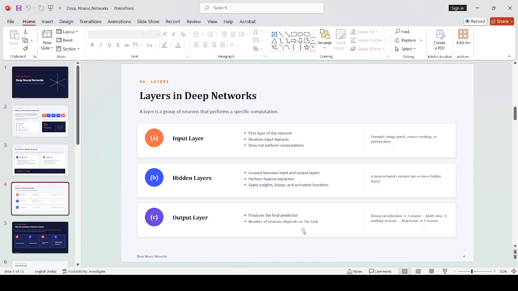The final layer is the output layer. This layer produces the final prediction. The number of neurons in the output layer depends on the task. For binary classification, only one neuron is required. For multi-class classification, multiple output neurons are used. For regression problems, a single neuron predicts a continuous numerical value.